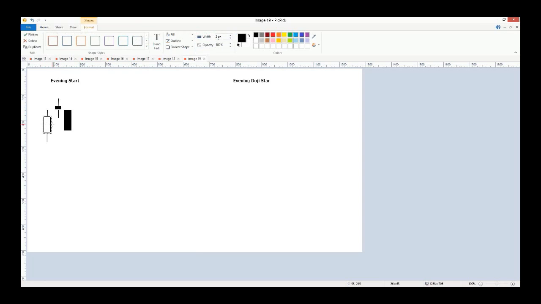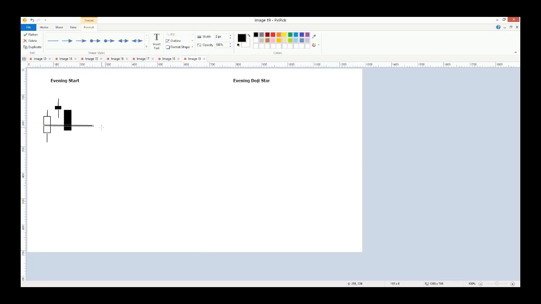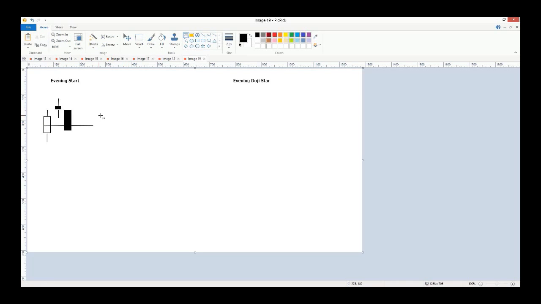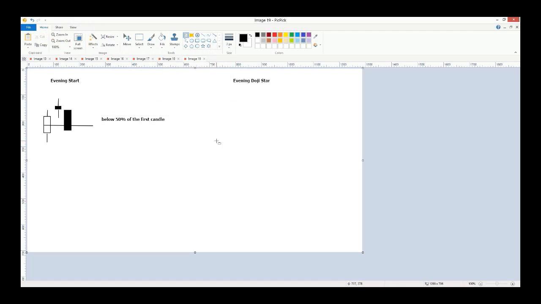So for the evening star to be formed, it needs to close below the 50% of the first candlestick formation. Let me write it here, below 50% of the first candle. And that's the formation of the evening star. It's a bearish candlestick and gives some bearish expectations for the momentum to follow in the market.